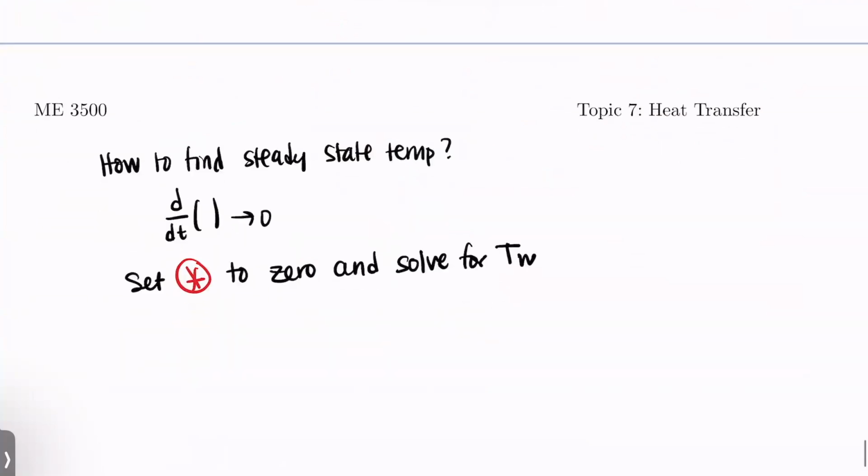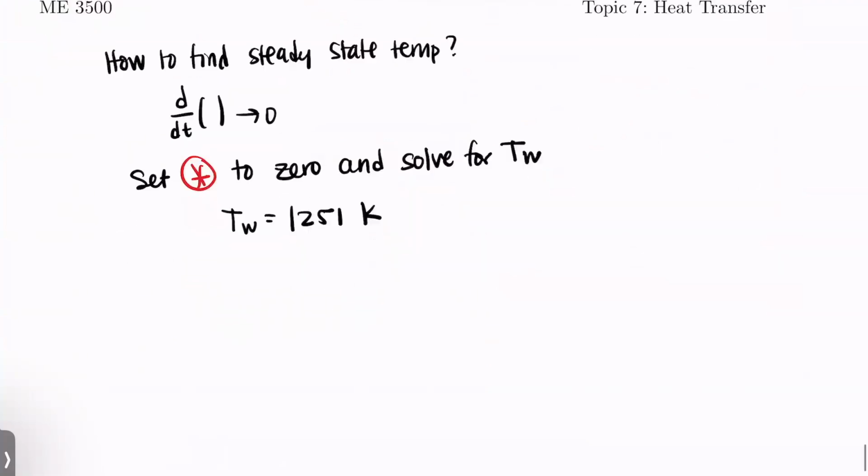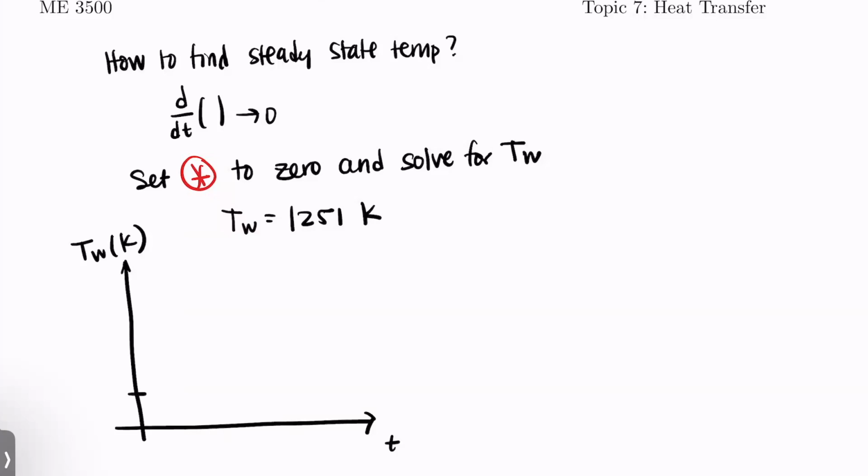All right, and so when we do that, we get TW is equal to 1251K. And so if we draw kind of what's going on here, we have our temperature of our wafer in Kelvin versus time. It's starting at 300, and we know it ends at 1251. And so essentially what happens here is a curve that looks something like this.